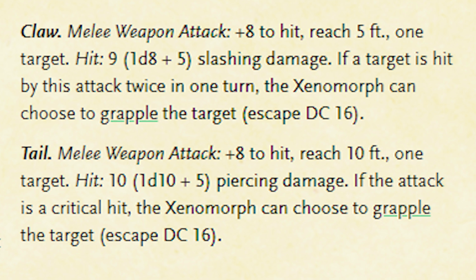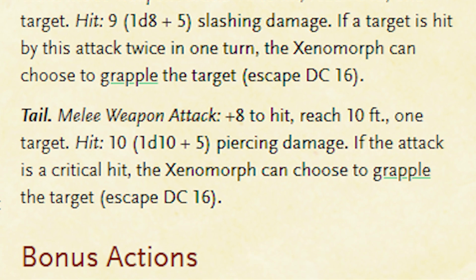If the target is hit by this attack twice in one turn, the Xenomorph can choose to grapple the target, which has an escape DC of 16. Tail is also a melee weapon attack with a +8 to hit against one target within 10 feet. On a hit, the target takes 1d10 plus 5 piercing, and if the attack is a critical hit, the Xenomorph can choose to grapple the target with the same escape DC.